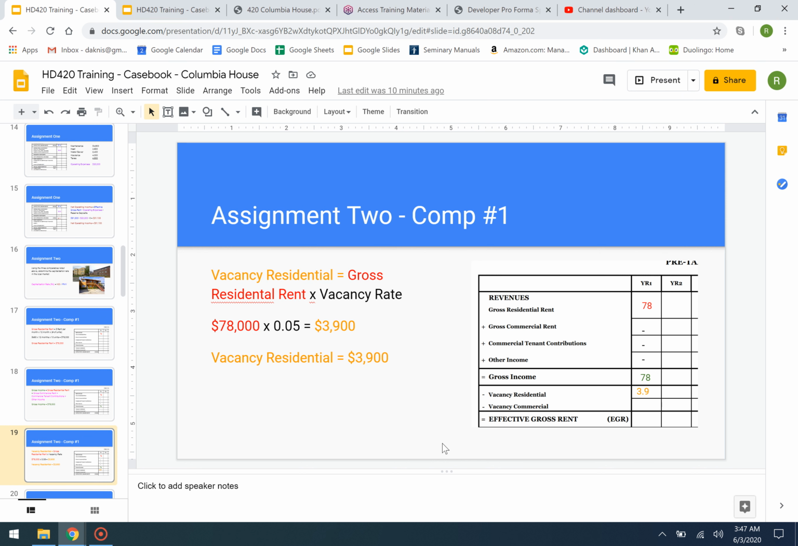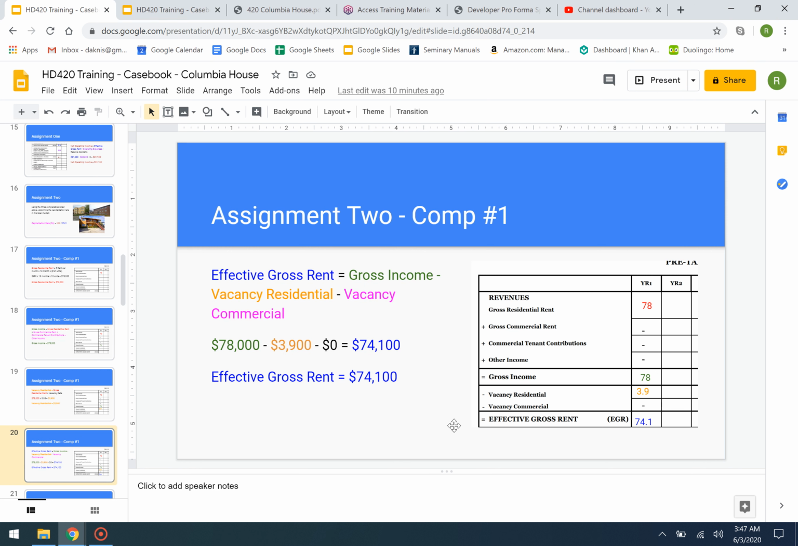Our vacancy, again, 5%. This time we have our gross residential at $78,000. 5% is going to be $3,900. Plug that in under vacancy residential. Our effective gross rent is what we do, is we take our gross income and we minus the vacancy residential to come up with it. So we come up with $74,100, and you plug that in right there.